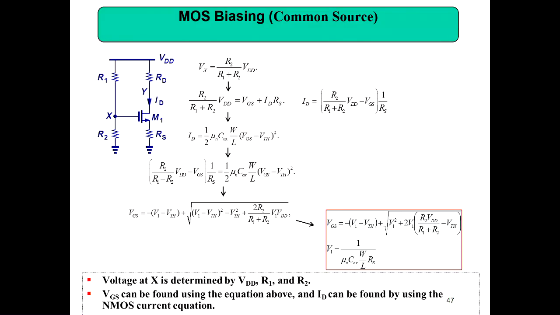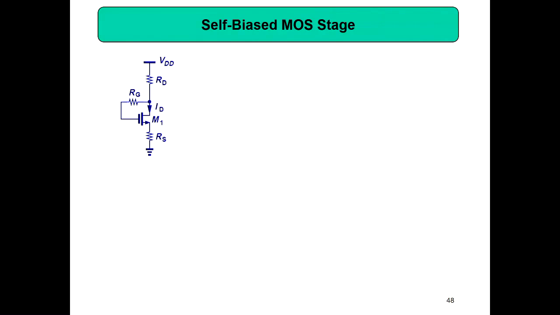Voltage at X is determined by VDD, R1, and R2. VGS can be found using the equation above. ID can be found by using the NMOS current equation. Then another biasing is self-biasing. That is also used in the MOS circuit.